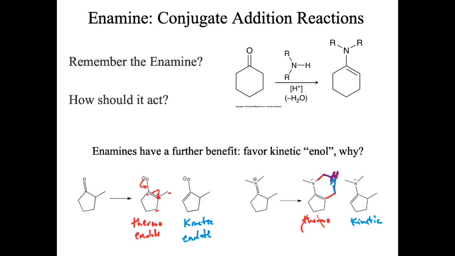The other hydrogen can get removed. There's now less steric hindrance. We form the pi bond for the kinetic. Kind of neat. Okay?